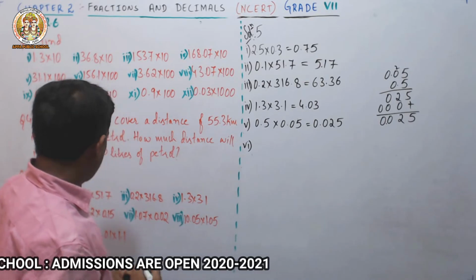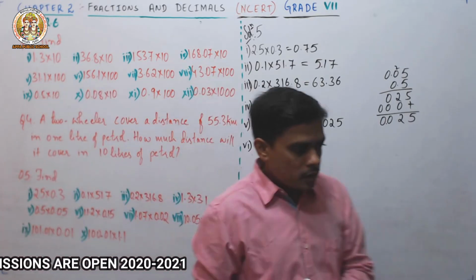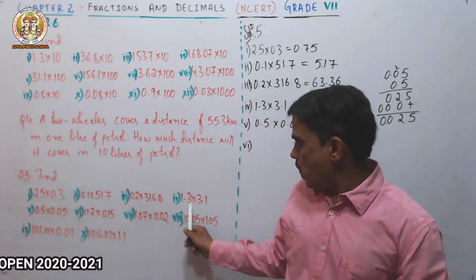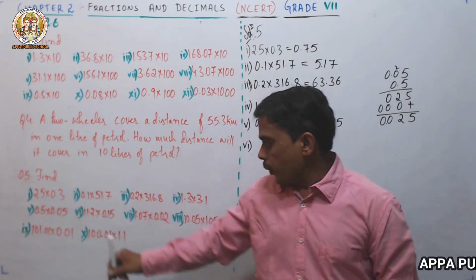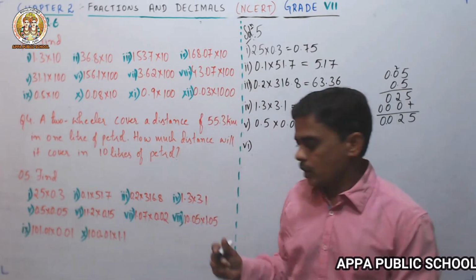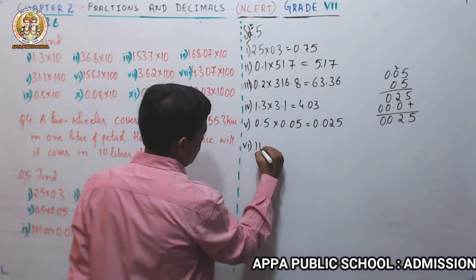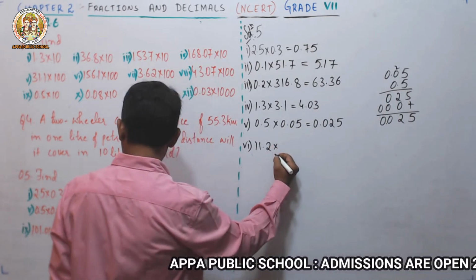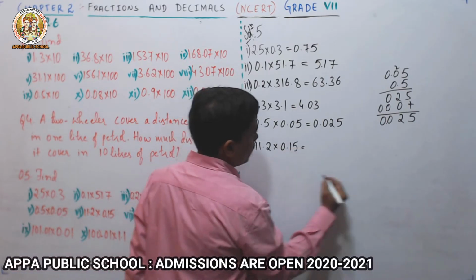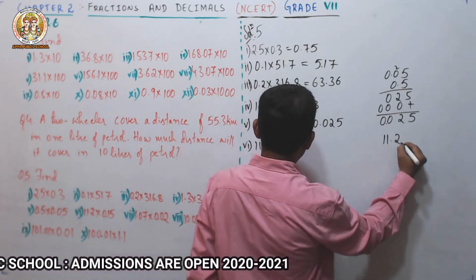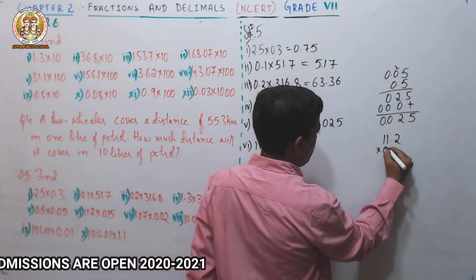Sixth one. What is the sixth question? See here. What is the question? Sixth one. 11.2 into 0.15. The question is 11.2 into 0.15. So how will I write this? 11.2 into 0.15.